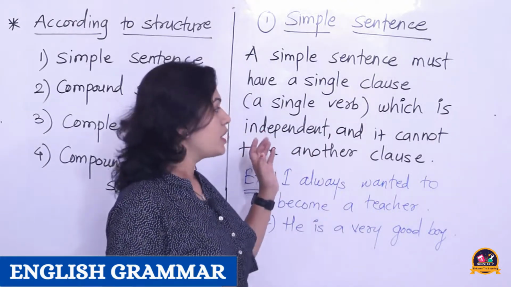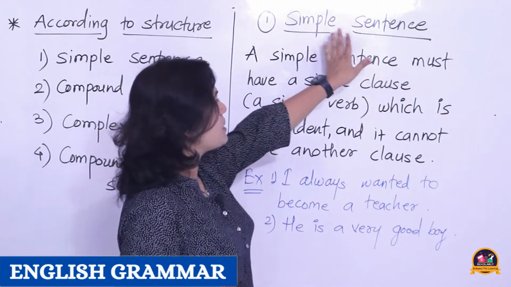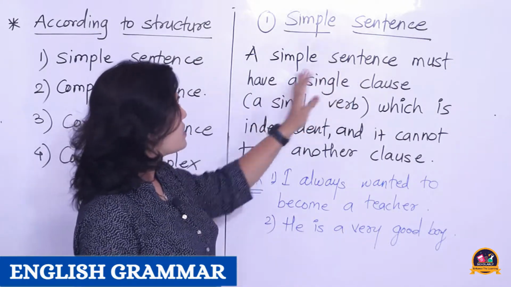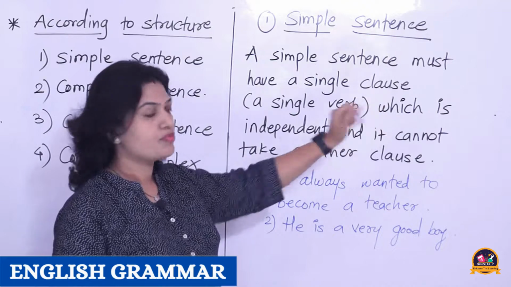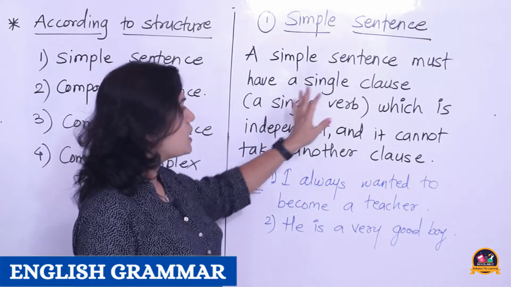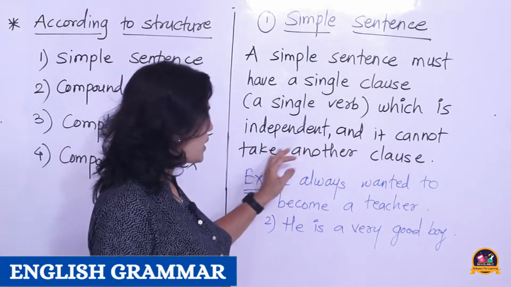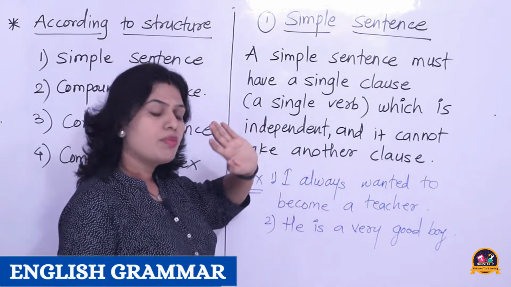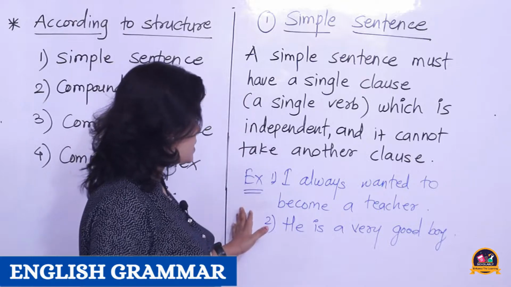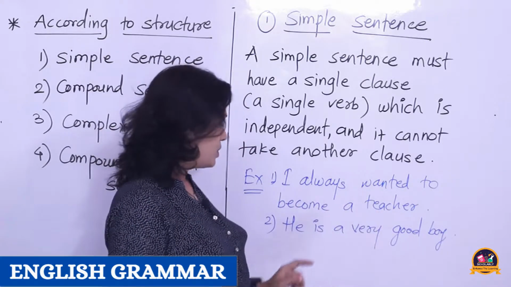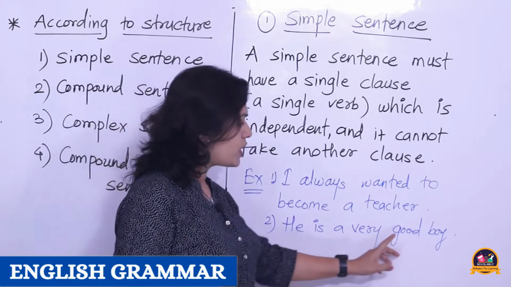Let's see the information about the first type, that is the simple sentence. What is a simple sentence? A simple sentence must have a single clause, that is a single verb, which is independent and cannot take another clause. Some examples of this simple sentence are: I always wanted to become a teacher. Second, he is a very good boy.